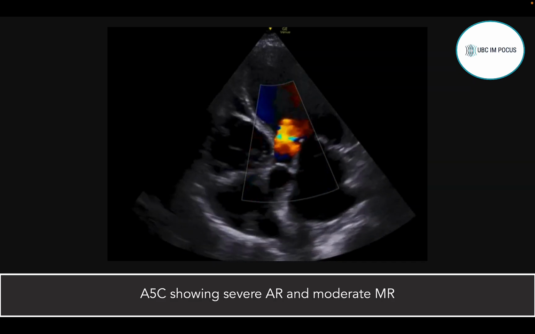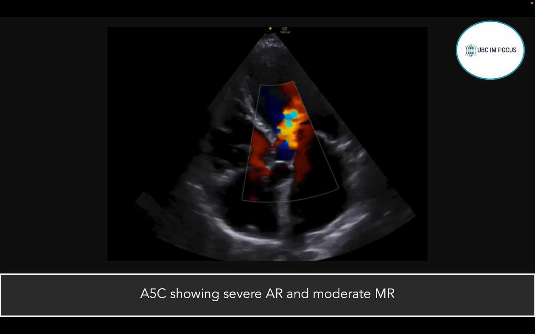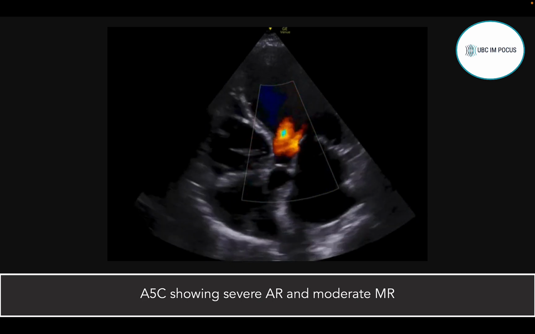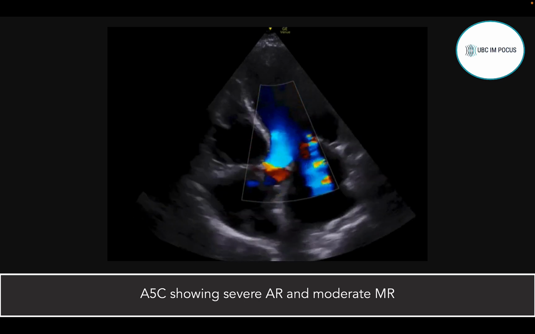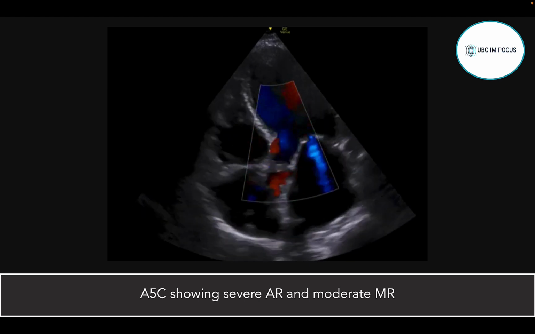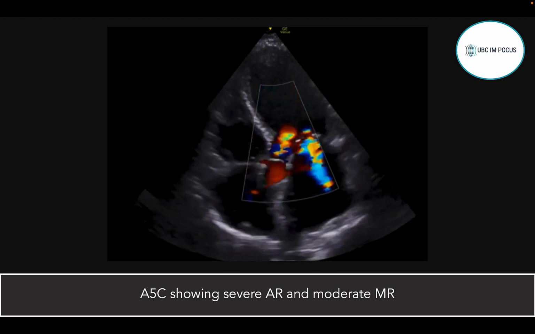This is a fun color image. So there's a whole video on color Doppler. I encourage you to watch it. Blue is not venous, red is not arterial. This is just a matter of directionality. So blue is blood going away from our probe, red is blood going towards our probe.